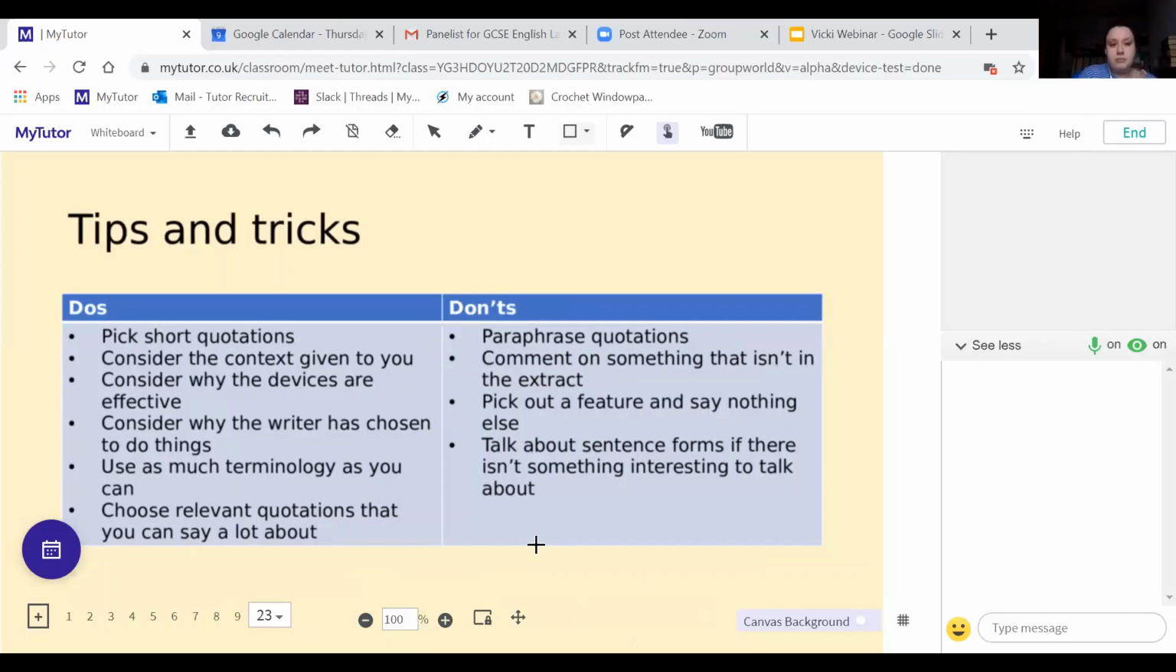So do pick short quotations. If you are going to pick out a quotation, I think yesterday or the day before, I chose a quotation where I wanted something from the start and something from the end of a sentence, but I didn't want to write all of it. So I chose a little bit I wanted from the start, I put my ellipsis, my dot dot dot, and then the bit that I wanted from the end, and that signals to the examiner that you've taken a little bit out which wasn't relevant. You can do that, that's absolutely fine.